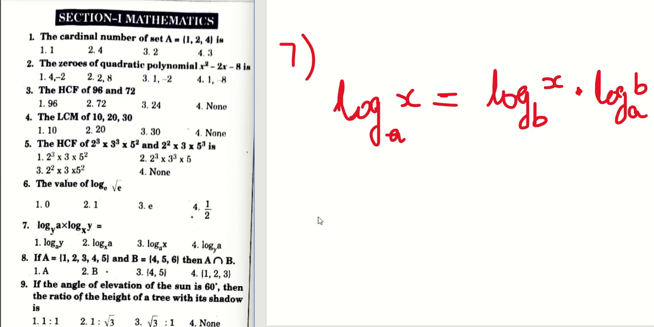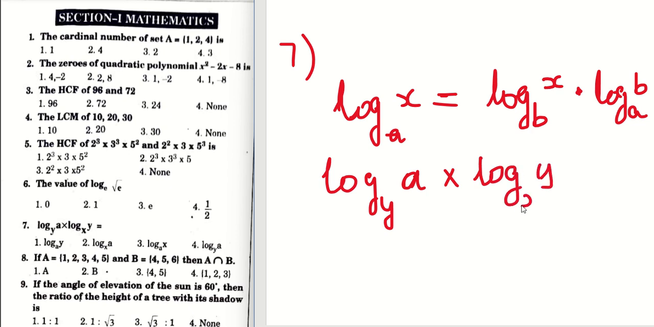So the same thing I'm going to apply over here. What is the question they have given over here? Log a to the base y into log y to the base x. So what I observed over here is the same thing. Here this base and this argument are the same. Since it will turn as 1, what is left over now?